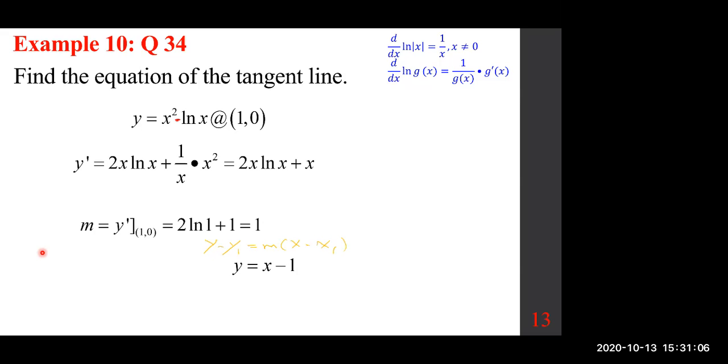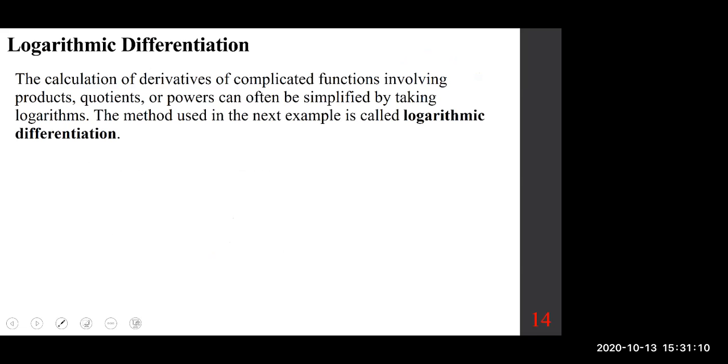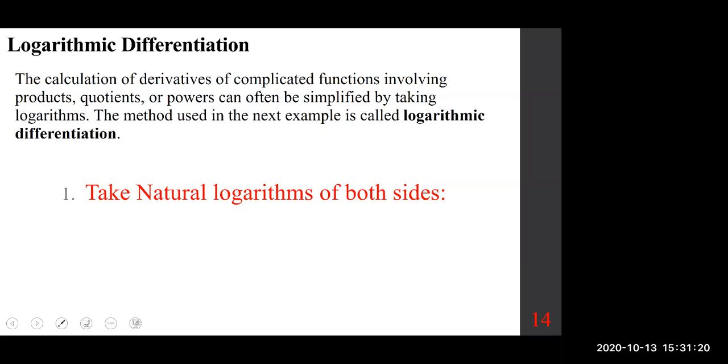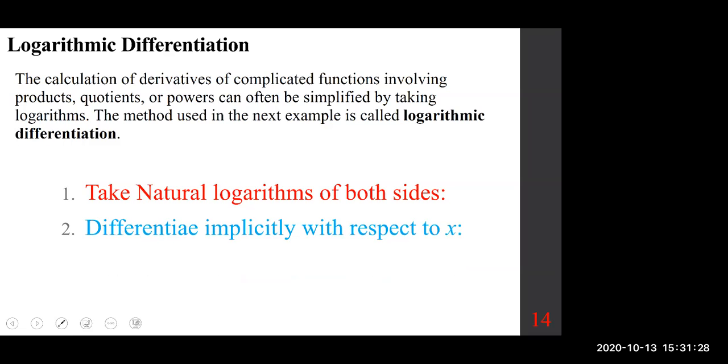The next topic we're going to cover here is going to be logarithmic differentiation. As far as logarithmic differentiation is concerned, you take the following steps. Number one, you take a natural log of both sides. This works when you have a complicated function. Number two, you differentiate implicitly with respect to x. Number three, you solve for dy dx or y prime.